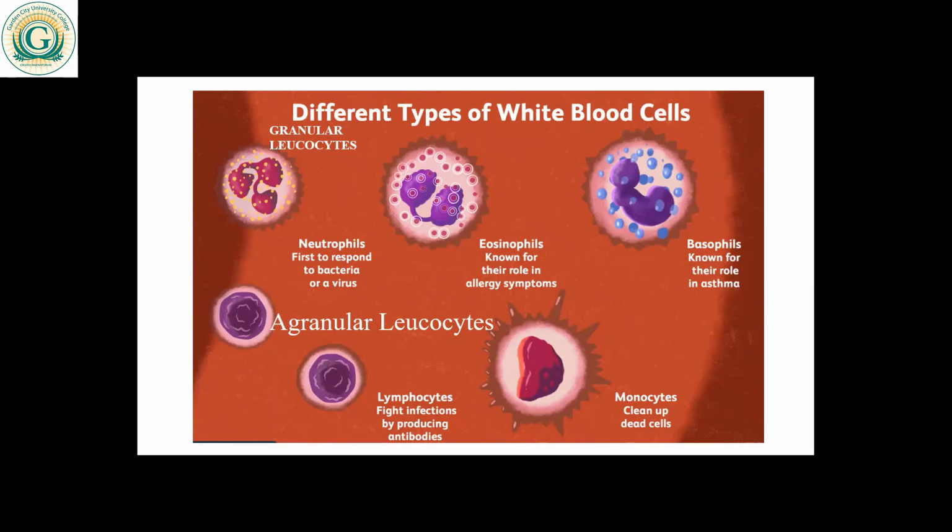Okay, so the monocytes, they clean up the dead cells from the system. And then in general, we say the white blood cells are part of the immune system.